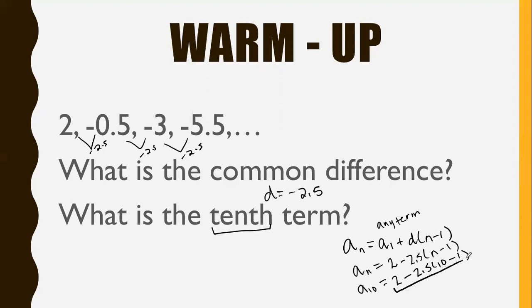Well, just put this in the calculator. 2 minus 2.5 times 10 minus 1. Put it in the calculator. Do it. Oh, you have the answer? Everyone else who's just sitting there, do it. Stop waiting for other people to do it for you. Let's go. All right, Jaden, what'd you get? Negative 20. Yes, so the 10th term would be negative 20.5.